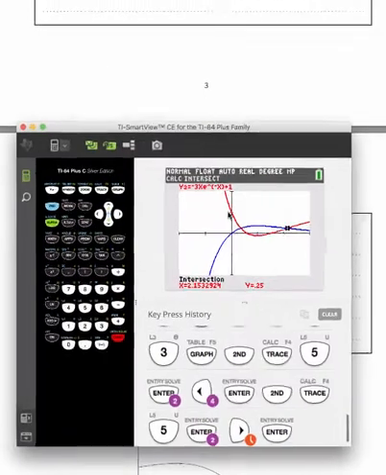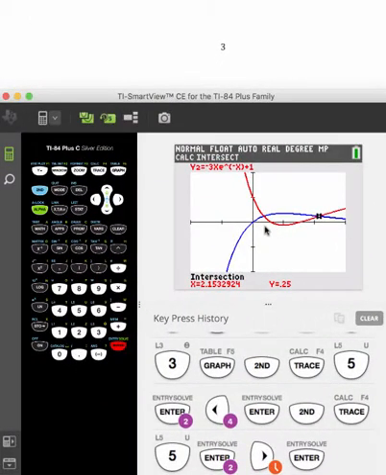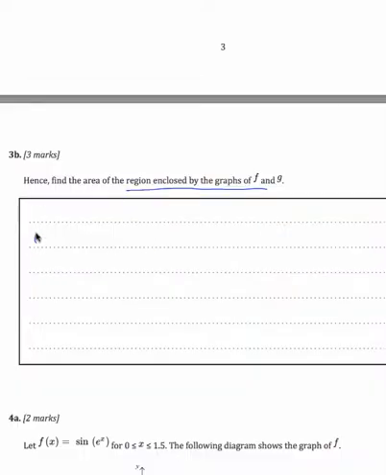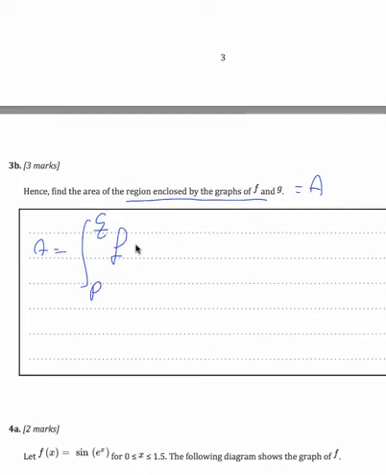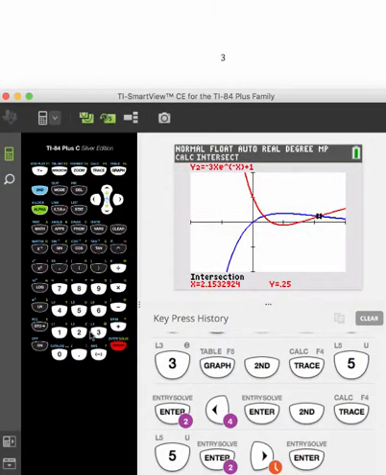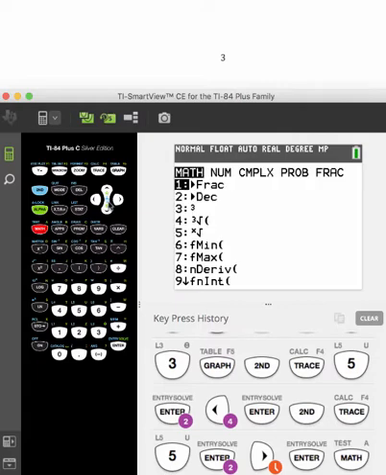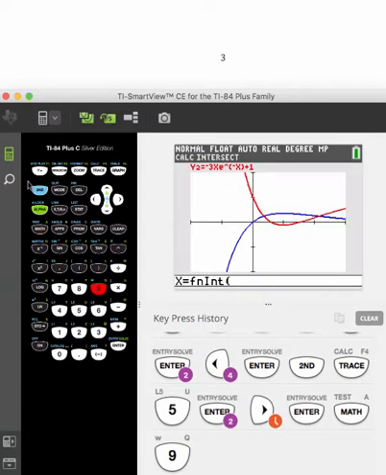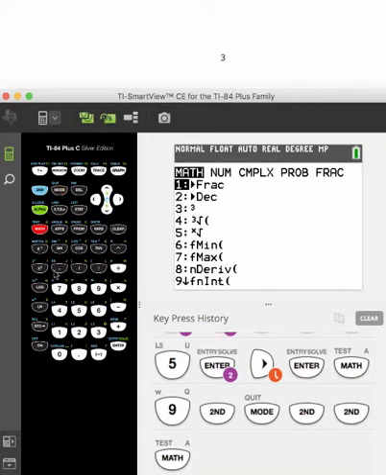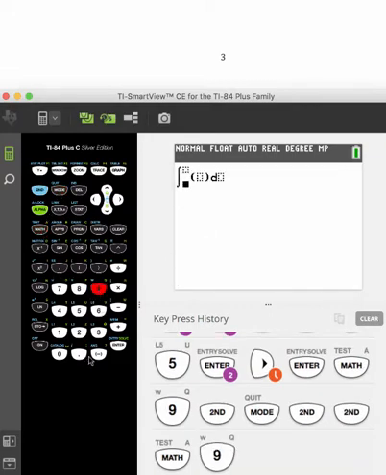Well, this is gorgeous because I can see that the blue one is all the way above the red one. So all I need to do is find the area, let's call it A, which is going to be from P to Q of f of x minus g of x dx. Let's just put it in our calculator: math number 9, fnInt.